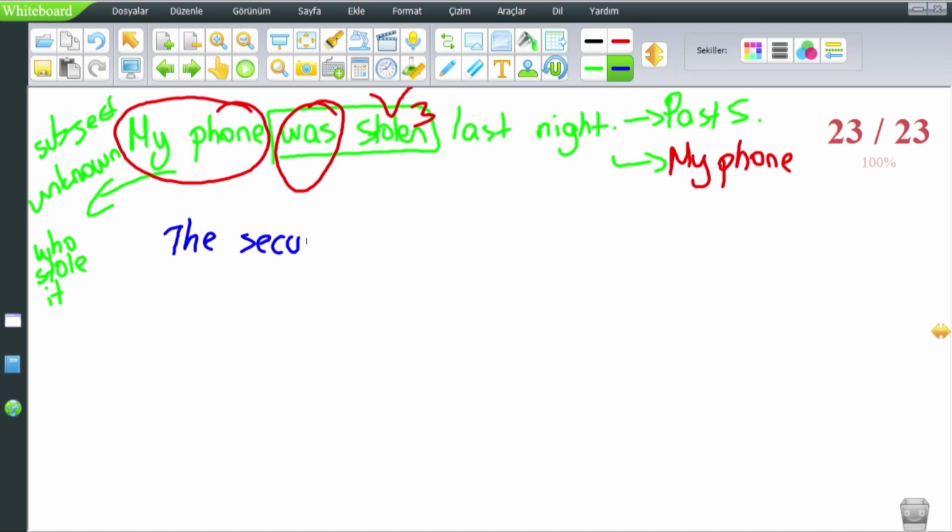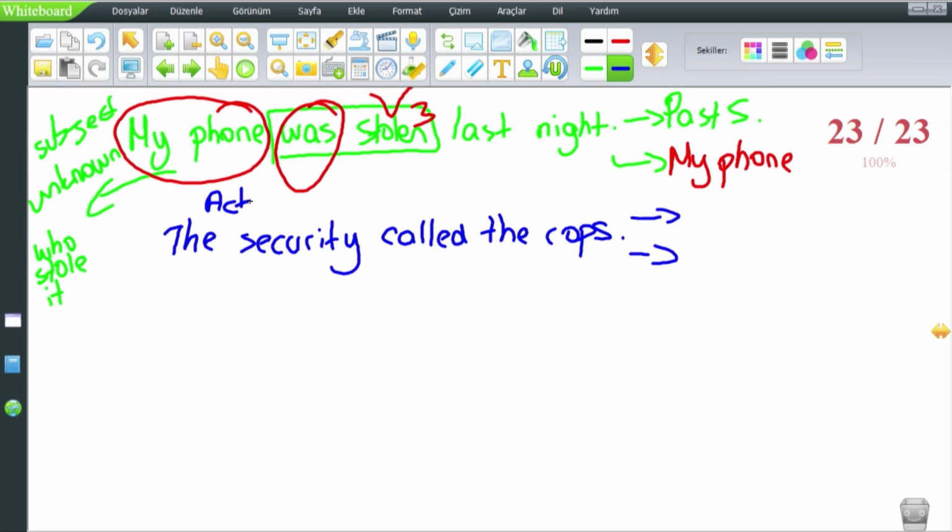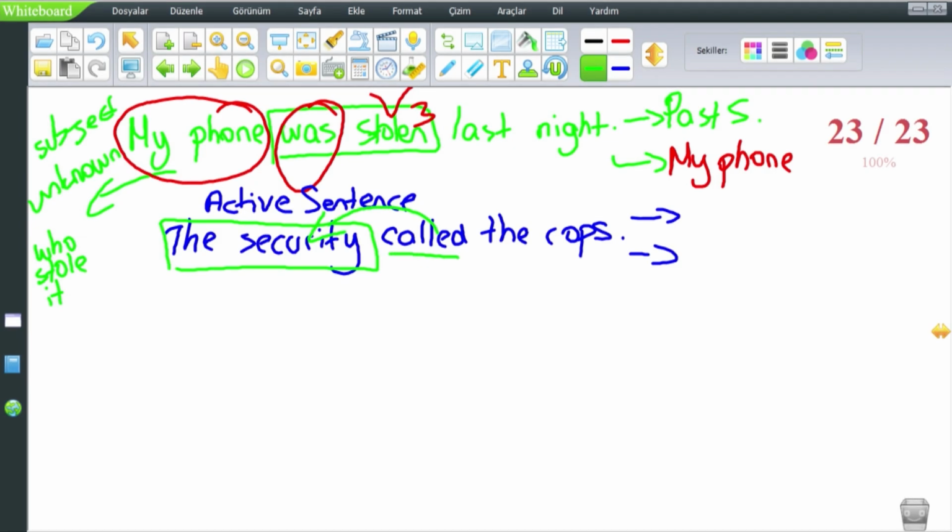The security called the cops. This is an active sentence. Because I have a subject and object that got affected, influenced by it. My subject is the security. Who makes the call? The security. And my object is the cops.